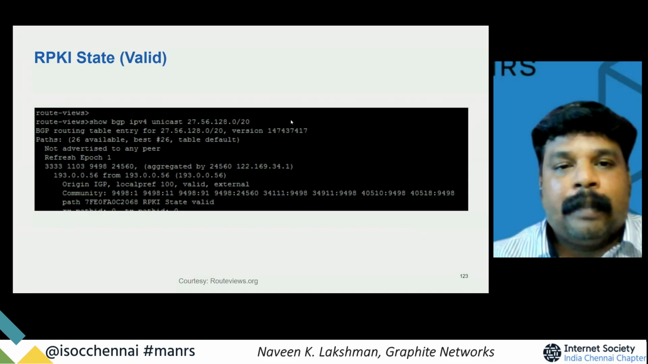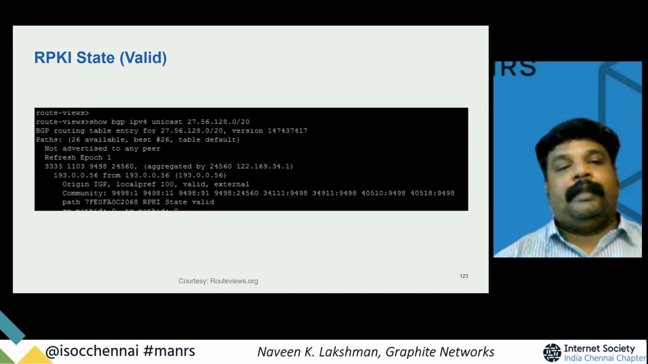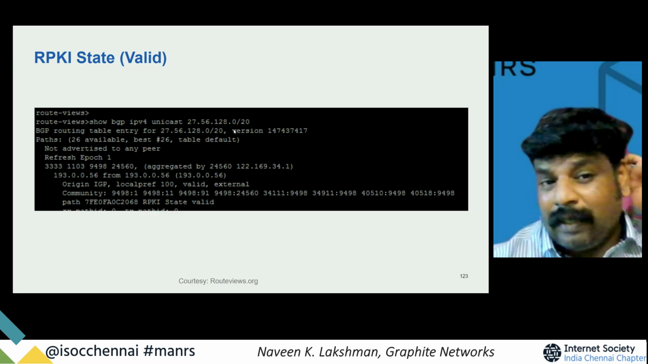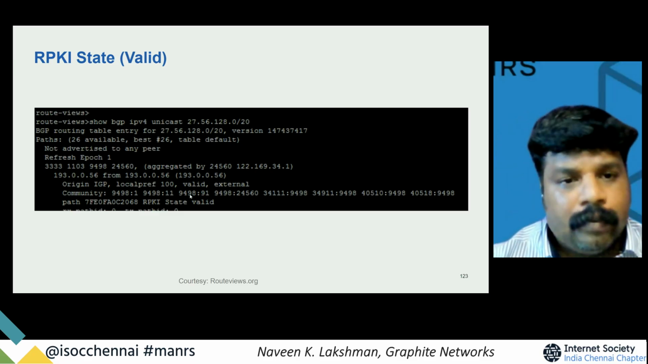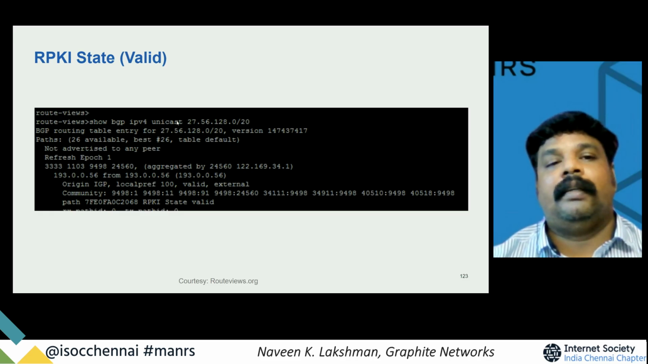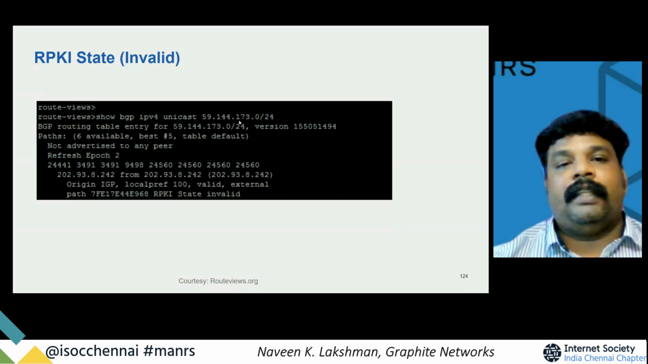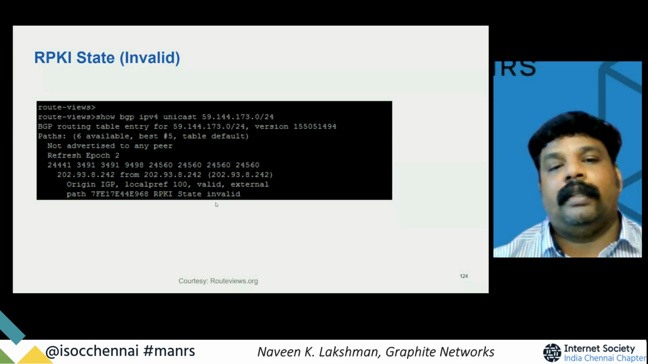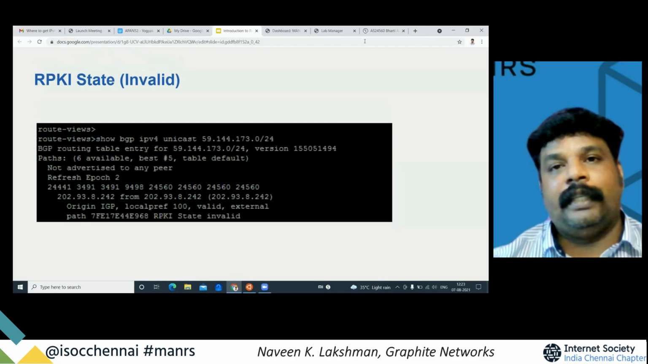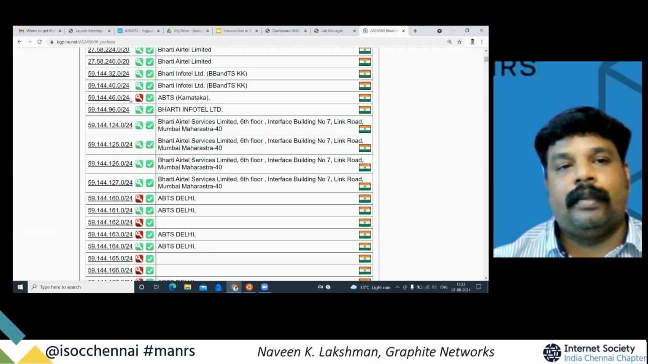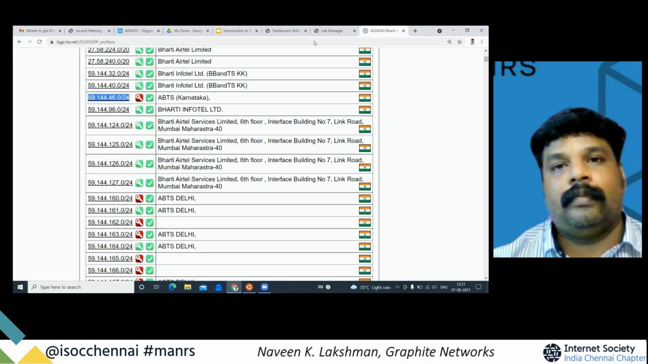So if I take a particular prefix and do a check against my BGP table, this is the prefix 27.56.128.0/20. I think this is with Vodafone itself. This is RPKI valid. It has been validated. I can see the state is valid. Again, 59.144.173.0/24 is invalid. So how did I check it? I take this one and check against the BGP table. My God, unfortunately I don't have access to University of Oregon's network now.